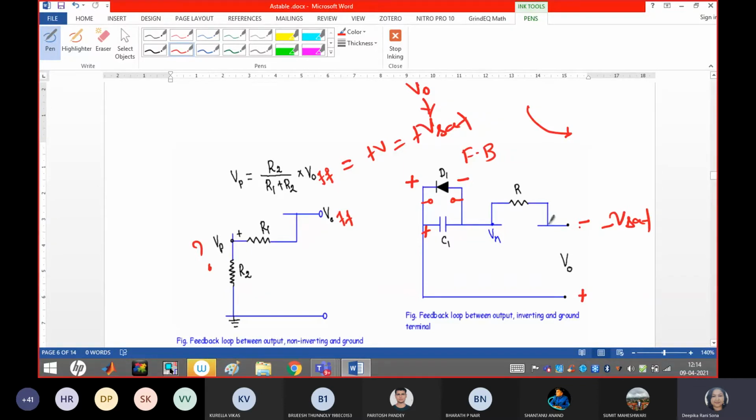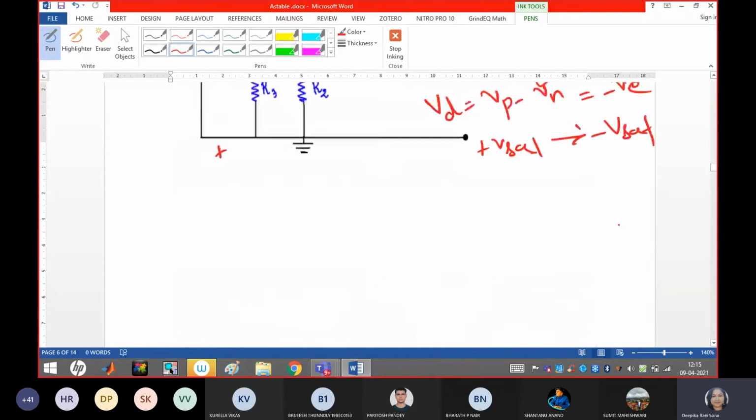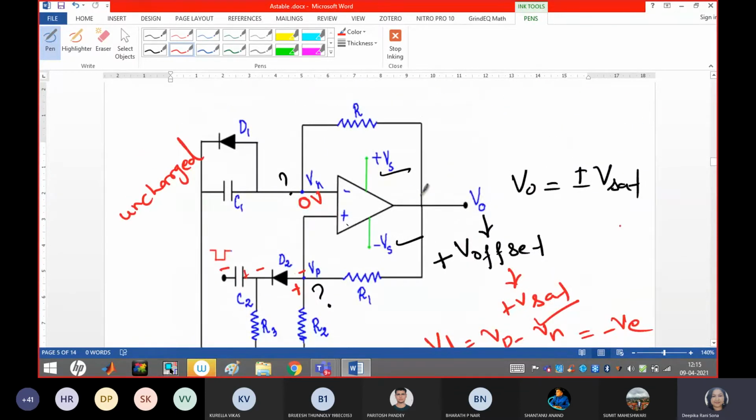It will get the charge up to this negative point, or minus V set point. So what should be the path for this? This is the path the capacitor will follow to charge. So up to which voltage? Minus V set voltage. So that's why, guys, once again I will show you in the figure itself. Now the voltage across the capacitor will try to charge up to minus V set point.